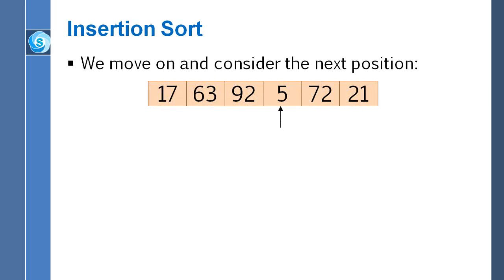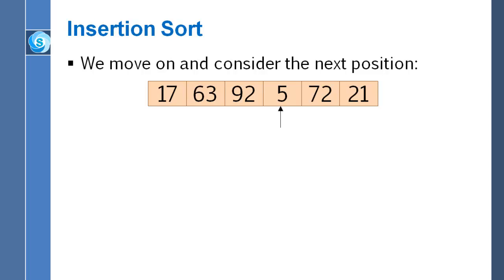So we continue. The next entry we're examining is 5. The number that immediately precedes the 5 is 92. Well, that's greater than 5. So we need to look at the number that immediately precedes that, which is 63. That also is bigger than 5. So we need to look at the number preceding that, which is 17. That too is greater than 5.